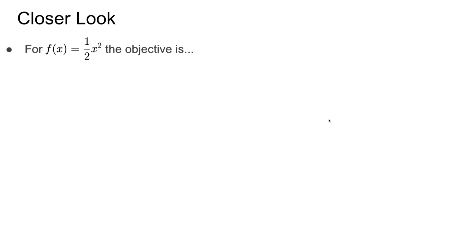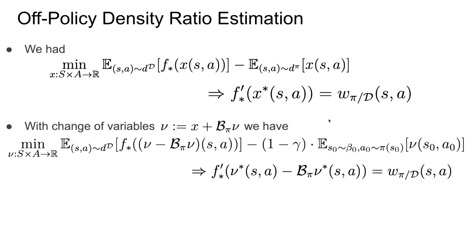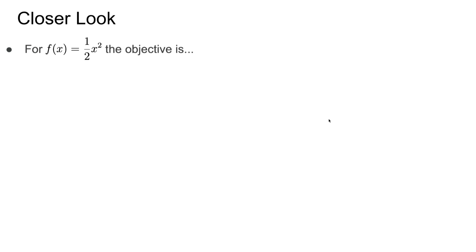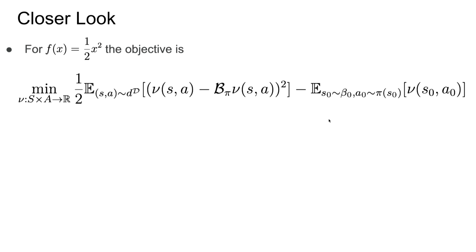OK, let me try to provide at least a closer look into all this math. If we just take f of x equals half x squared, the objective becomes a bit simpler. So now we have two expectations still. The first expectation is saying I want to minimize squared Bellman residuals. The square is coming from the choice of f. And then the second expectation is not changed much. It's just I'm going to optimize the expected initial nu values, which is pretty interesting. So minimizing squared Bellman error, we're familiar with. It comes up a lot in RL.